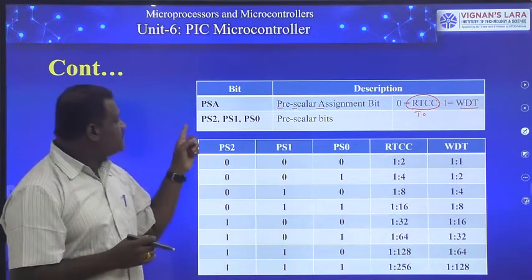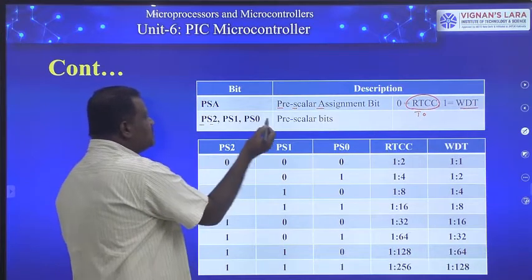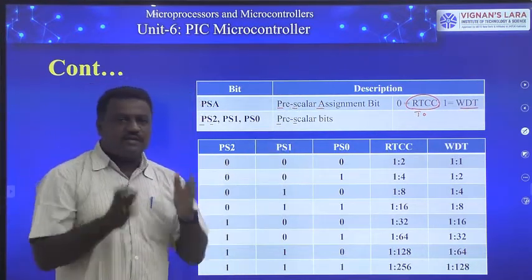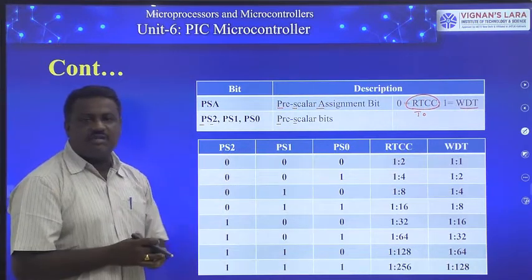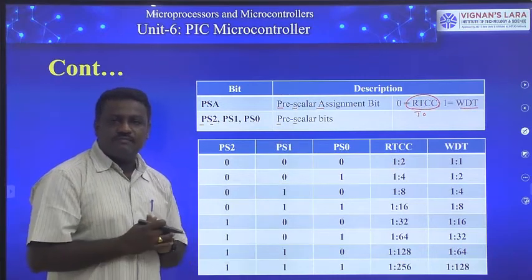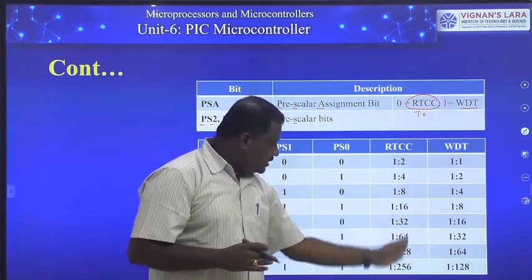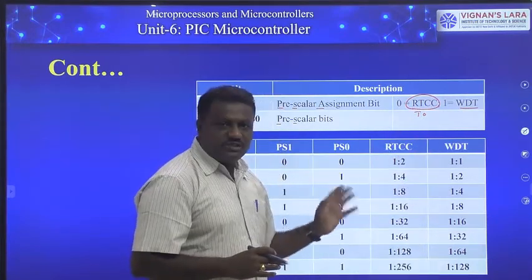That's it. Next, PS2, PS1 and PS0. PS represents prescaler bits. There are 3 bits, so obviously I get 8 different combinations, starting from 0, 0, 0 to 1, 1, 1. These are the different prescaling values for timer 0 as well as the Watchdog timer WDT. So I'll tell you the meaning of this.